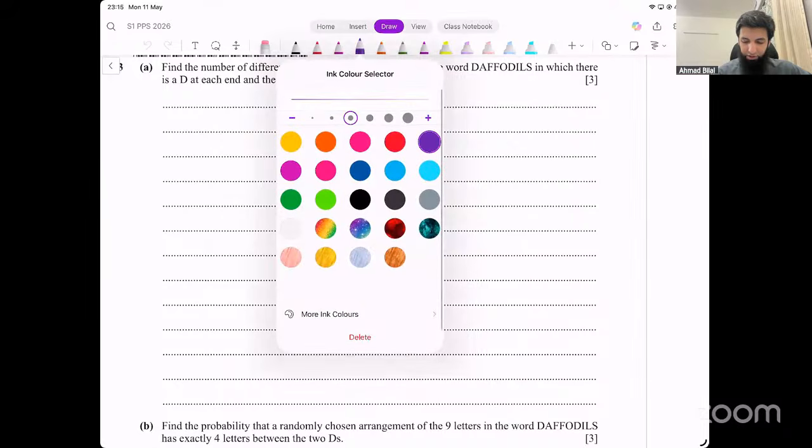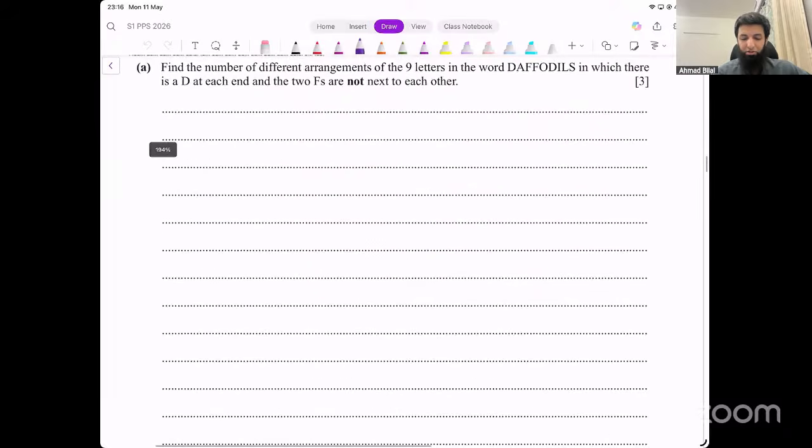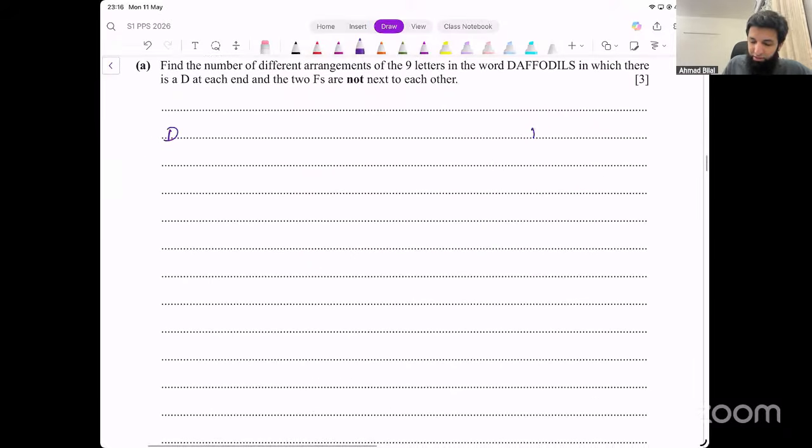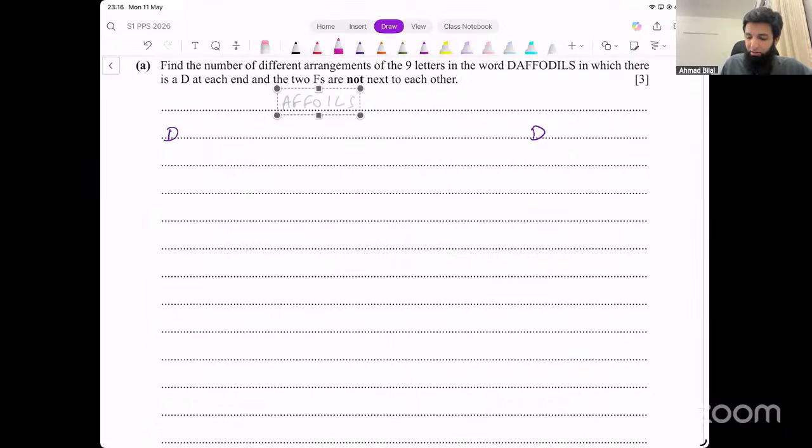Number of arrangements in which there is a D at each end and the two Fs are not next to each other. So you fix the Ds on the sides. What letters are we left with? A, F, F, O, I, L, S. You find the total, and subtract from it the case when the Fs are next to each other. That method will work, or the dashes and stars method will also work. Both of those methods work for two letters, right? The Ds are fixed, we don't have to do anything with them. For these 7 letters, either do total minus together or dashes and stars. Both will work. Now your question is why what you were saying there is not going to work.